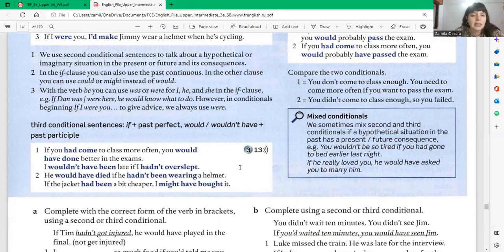I wouldn't have been late if I hadn't overslept. I overslept in the past. That is why I was late. He would have died if he hadn't been wearing a helmet. Again, he was wearing a helmet. That is why he didn't die. If the jacket had been a bit cheaper, I might have bought it. The jacket was really expensive. That is why I didn't buy it.